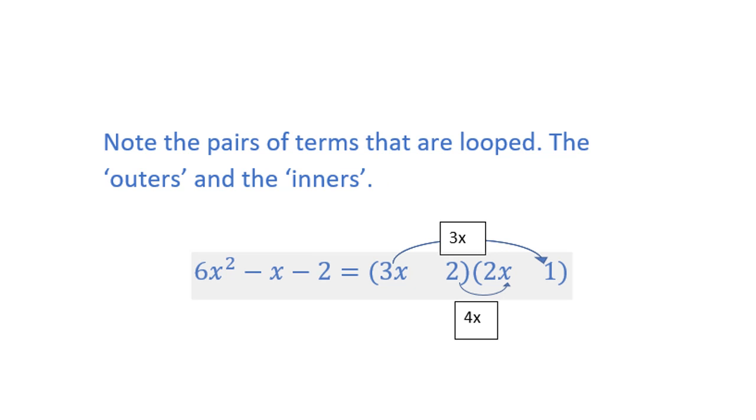Note the pairs that I've looped here. These are called the outers. This is on the far left, that's on the far right. I'm going to multiply those two numbers and I get 3x. These are called the inners. They're right next to each other inside the two brackets, the separate brackets. Multiply those two, we get 4x. Notice I haven't put any signs yet. Now we're going to say, can I combine 4x and 3x to give you minus x? How are we going to do that?